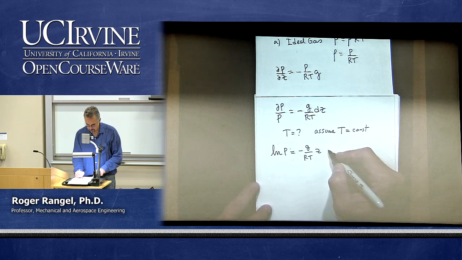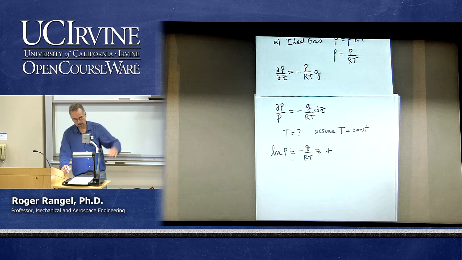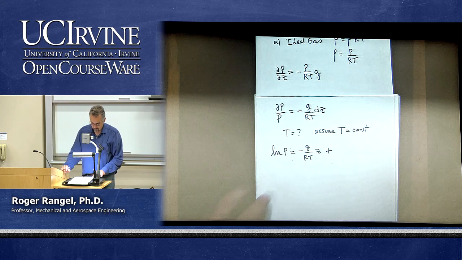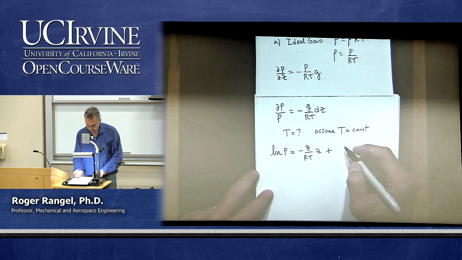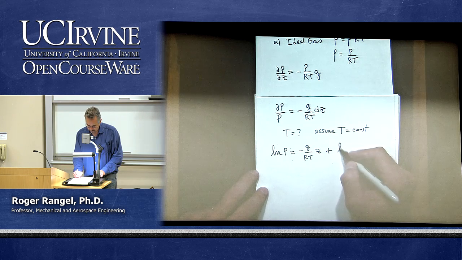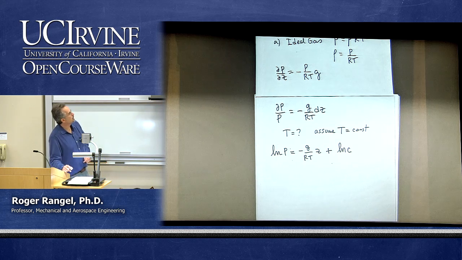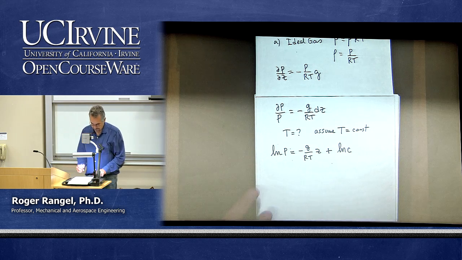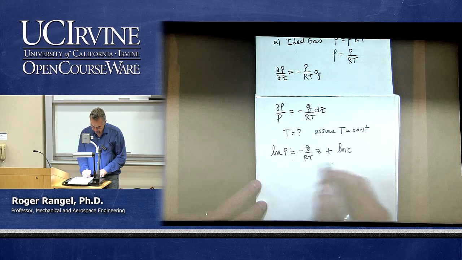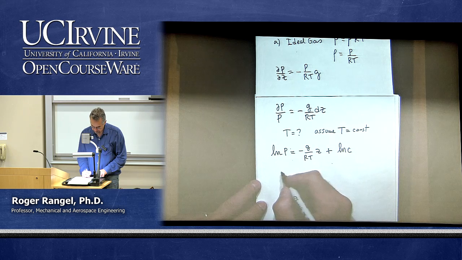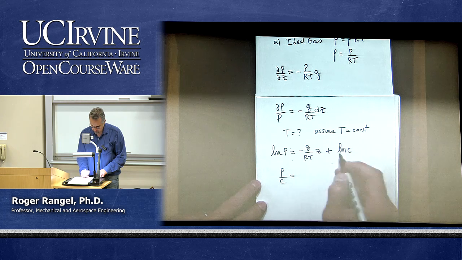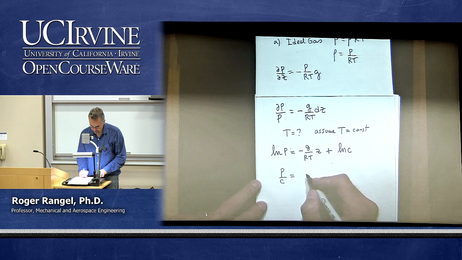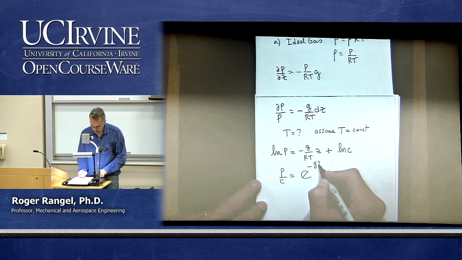And of course, there will be a constant of integration that depends on where you put the origin of your coordinates. In this case, it's more convenient to write that constant as the natural log of a constant to simplify the next step. So that means that I can write this as P over C equals, taking the exponential on both sides, e to the minus gz over RT.